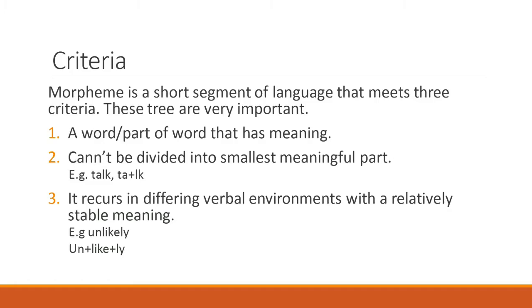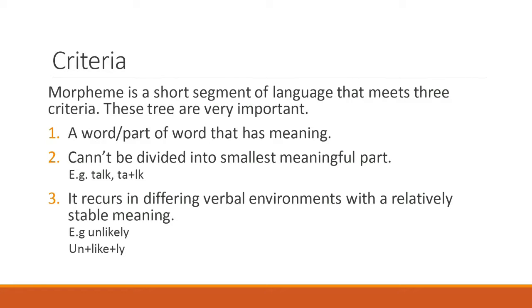Criteria. A morpheme is a short segment of language that meets three criteria. Those three are very important. One, it is a word or part of a word that has meaning. The second one, it cannot be divided into smaller meaningful parts. For example, we can say talk. We can't divide it into T, A and LK. Here talk is a morph.